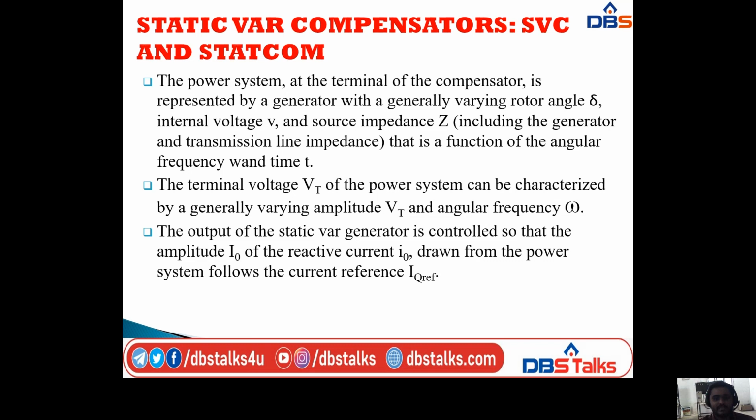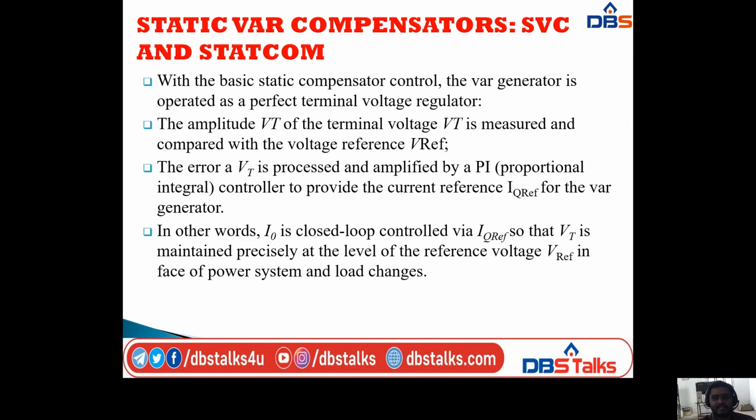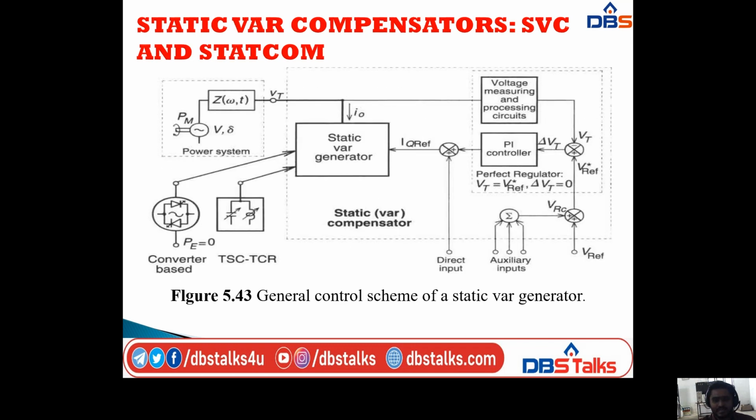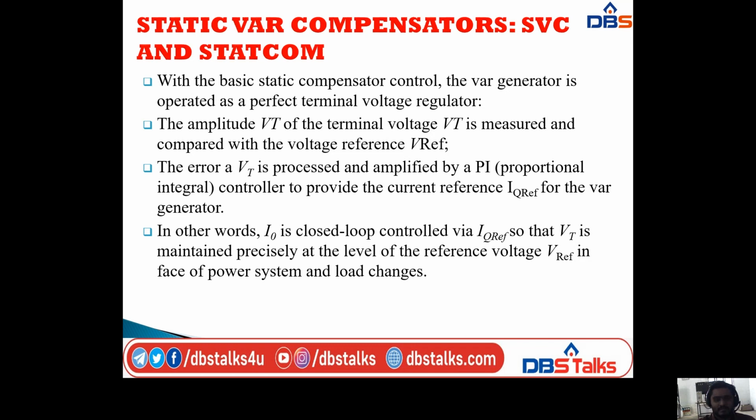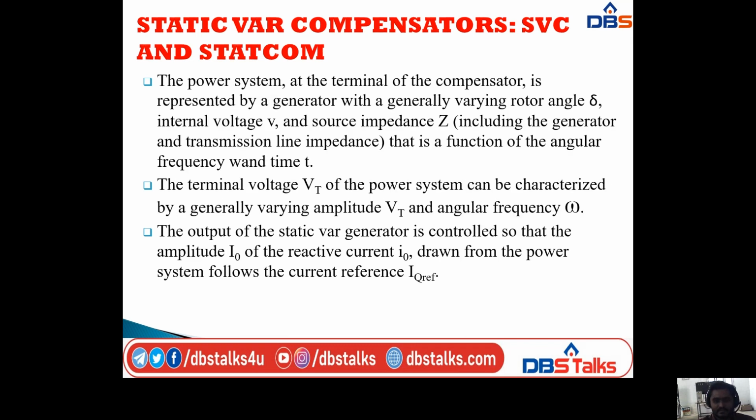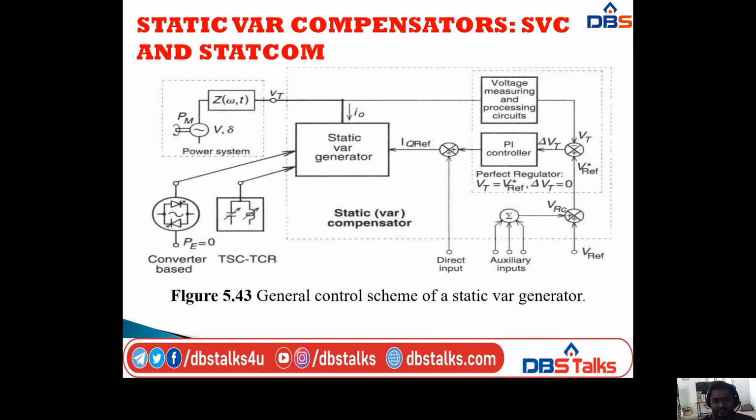Next, this is the basic static compensator control. The generator is operated as a perfect terminal voltage regulator, and the amplitude Vt of the terminal voltage is measured and compared with the voltage reference, that is V reference. So here Vt is compared with V reference, and we get the error, delta Vt.